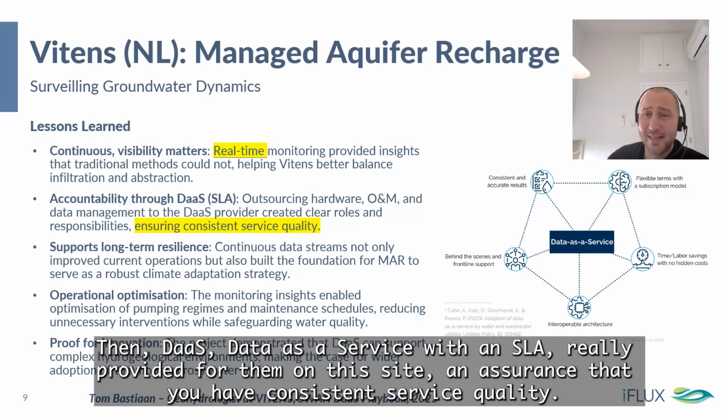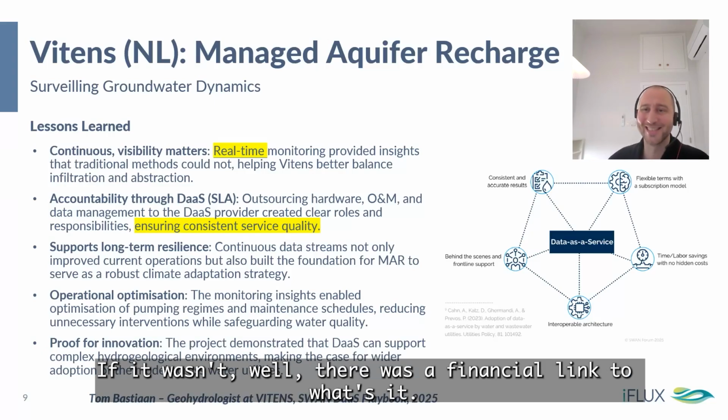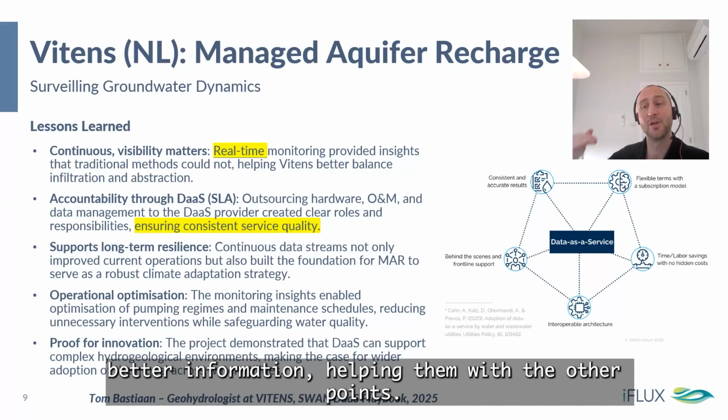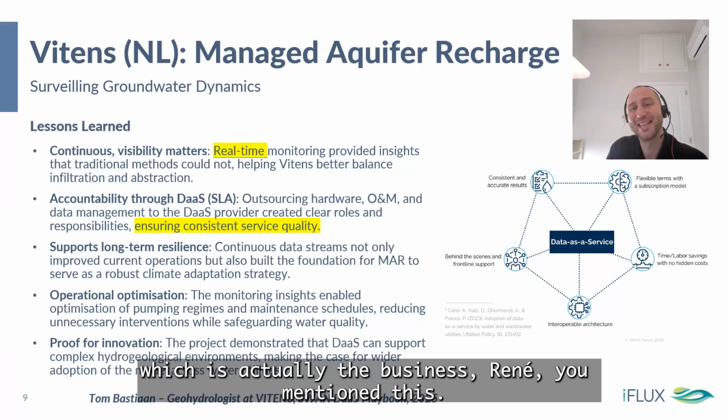Then the second thing I want to mention is DaaS, Data as a Service with an SLA, which really provided them an assurance that you have consistent service quality. If it wasn't, well, there was a financial link towards it. So we really had to push for it, and we tried to continuously optimize this internally as well, keep providing better data, better information, helping them with the other points, of course, which is actually the business.